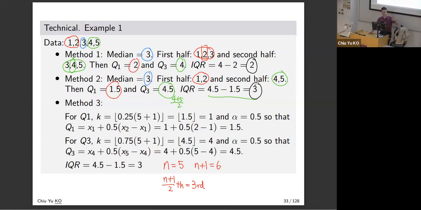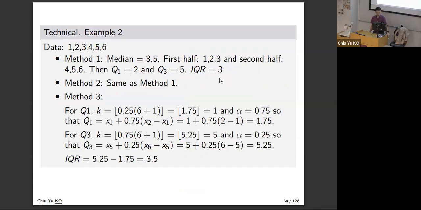Because some of you may know 1 or 2, but that's the comparison between the two. In the case when you have an even number of data, these two methods will get the same answer. The reason being that, suppose the data is 1, 2, 3, 4, 5, 6. The median does not belong to the data. The median is somewhere in the middle, right? It's the middle of 3 and 4. It's 3.5, so it is not in the data. So the first half is 1, 2, 3 and the second half is 4, 5, 6. Regardless of method 1 and method 2, you get the same answer.